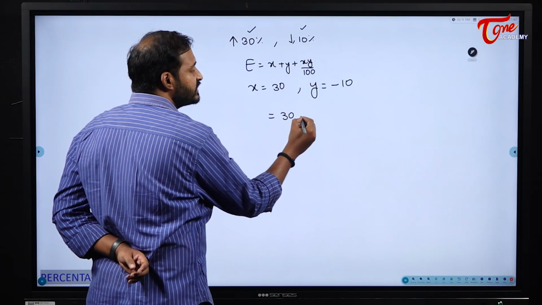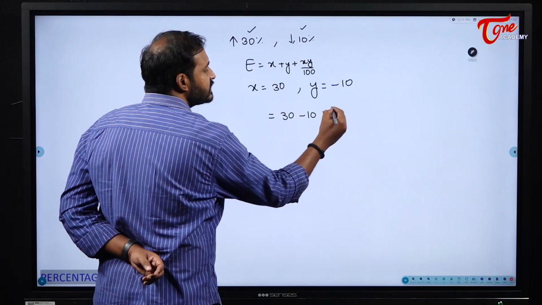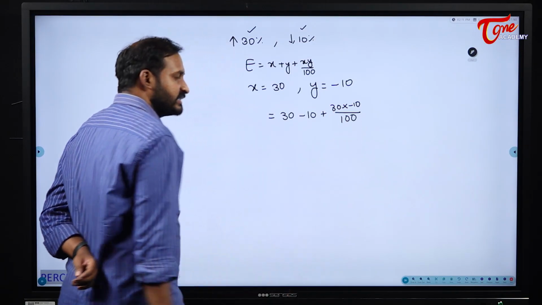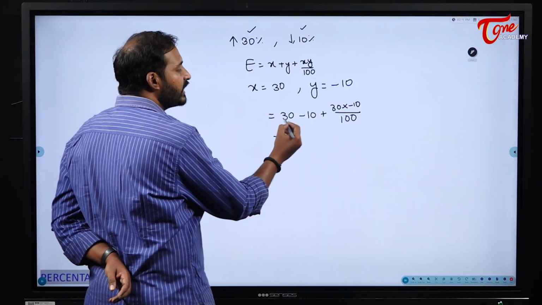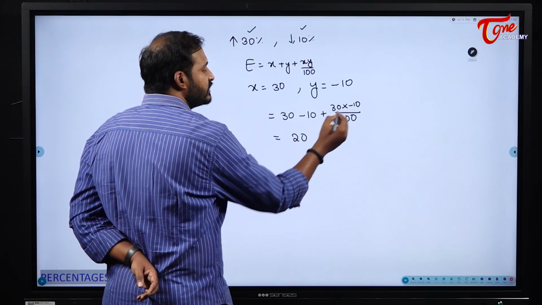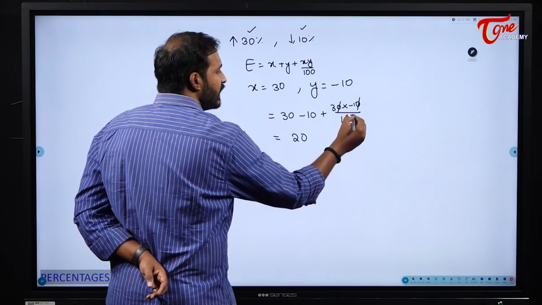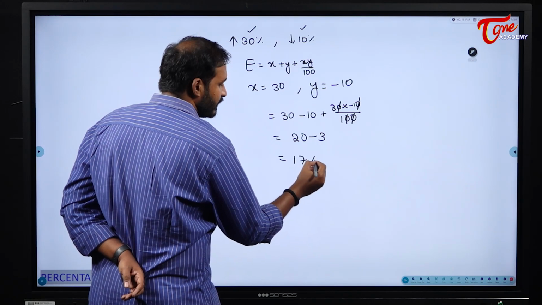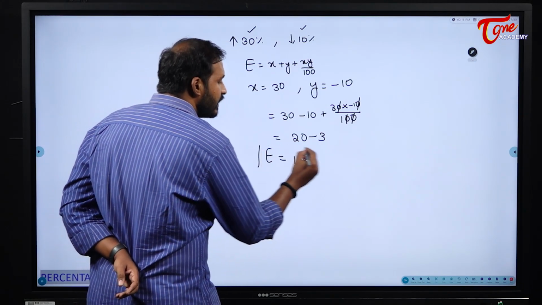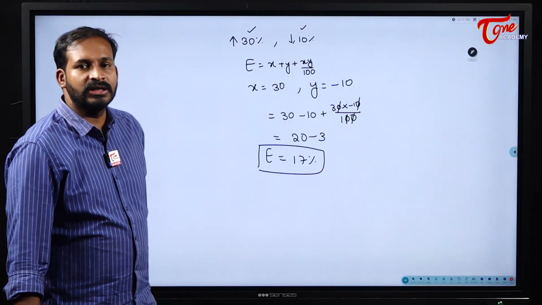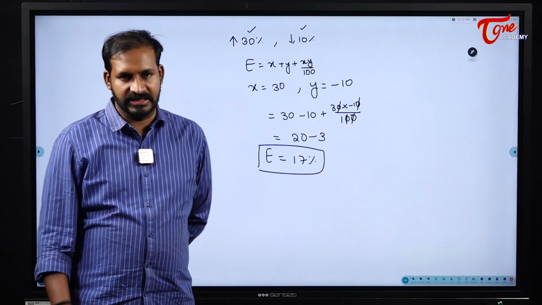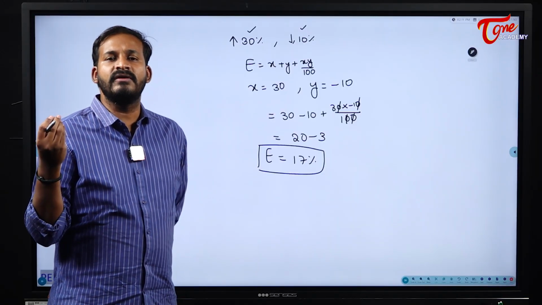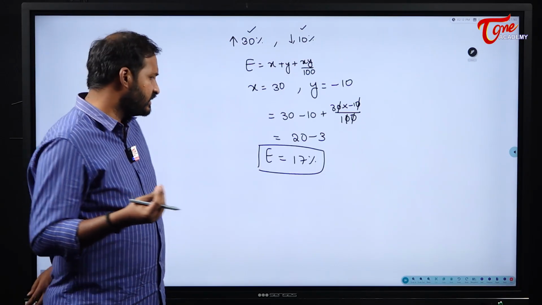Now what happens to my effective percentage? 30 plus minus 10 becomes 20, plus 30 into minus 10 by 100. The two zeros get cancelled, and minus into plus gives minus 3. So what happens here for me? 17%. That means the overall change in the price is 17%, or the shopkeeper will get a profit of 17%. In general, if we are speaking about profit and loss, we will say that the shopkeeper will get a profit of 17%.